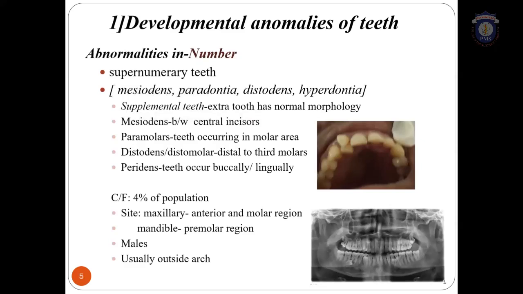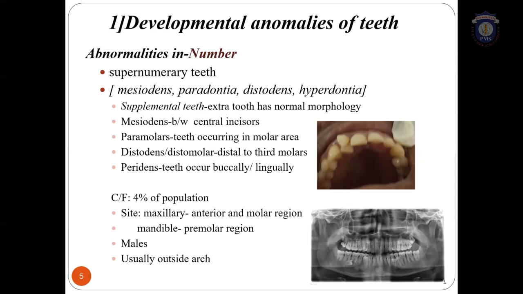Primarily, supernumerary teeth. These include mesiodens, paramolars, distomolars, and peridens. Supernumerary teeth, as the name suggests, are supplemental teeth or extra teeth that have the same normal morphology.